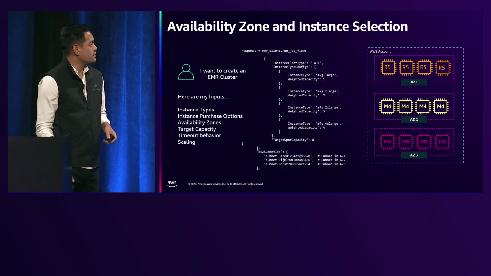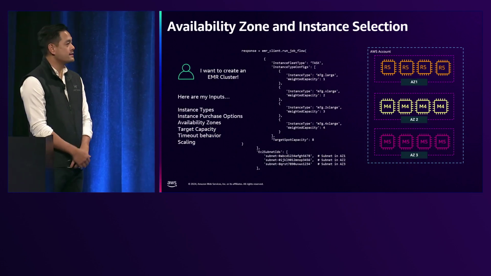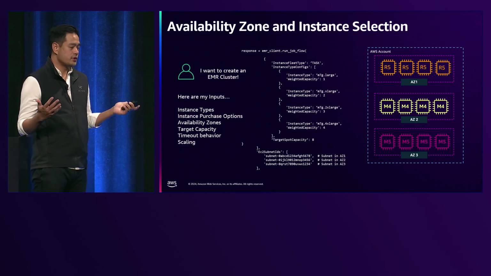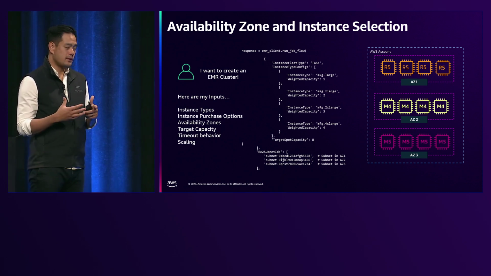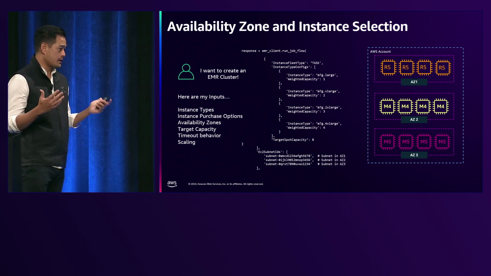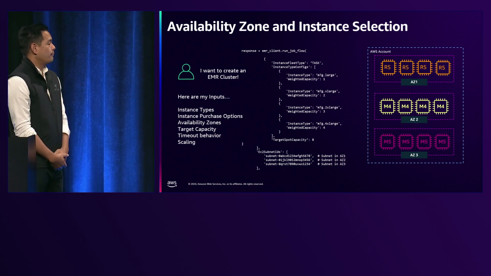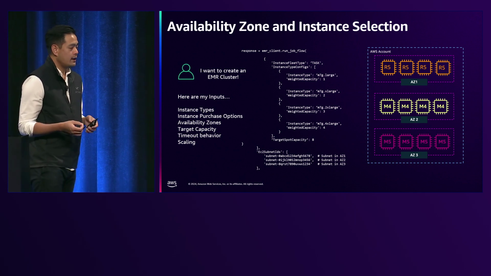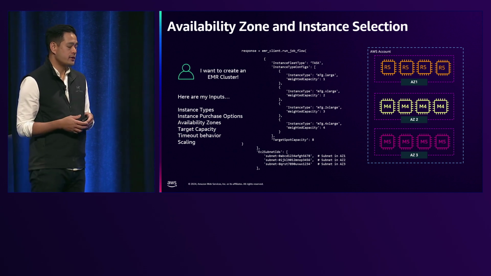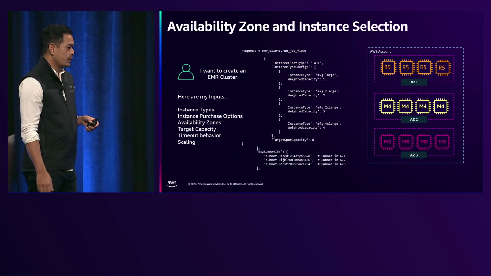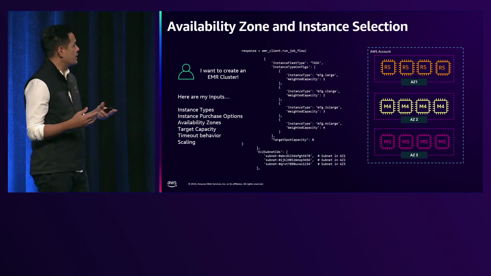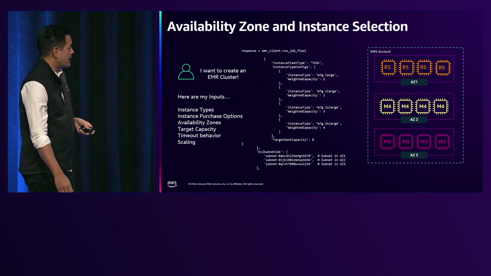So let's look at one of these features in more detail. AZ and instance selection is a large challenge that we hear from customers, especially when you're doing this across hundreds of different clusters, or even if you have a single cluster, doing it across hundreds or thousands of nodes. You have to make sure that you have enough IPs, and if you don't do it right, you end up running into insufficient capacity errors or failures in provisioning, and this leads to delays in your workload or pipeline. When we talked with customers, they told us that they just want to provide their inputs, what instance types they want to use and their purchase options, and have the platform do the rest.